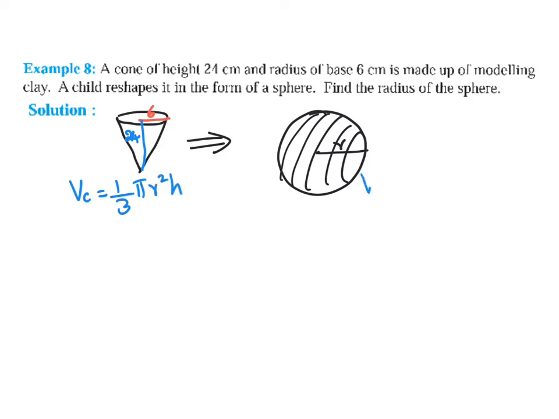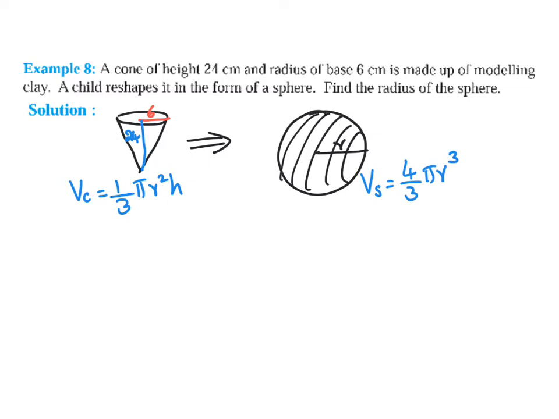What is the volume of the sphere? Do you remember the formulas? It's 4/3 pi r cubed. So since the volumes remain the same, the volume of the cone will be equal to the volume of the sphere. So let's equate them, substitute the variables and find the radius of the sphere. So let's try that out.